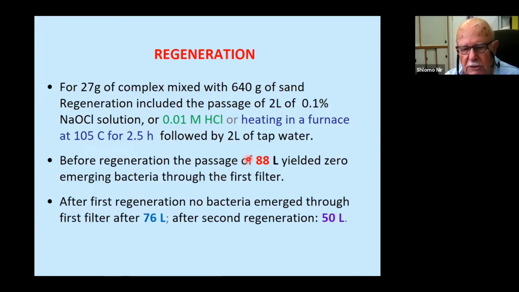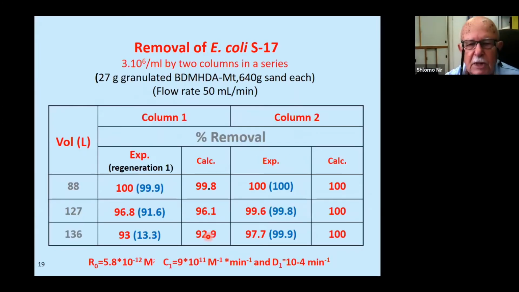Before regeneration, the passage of the first 88 liters yielded 0 emerging bacteria through the first filter. After the first regeneration, 76 liters could be passed, and after the second regeneration, 50 liters. In tabular form, the initial number of bacteria, E. coli, was 3 million per ml.